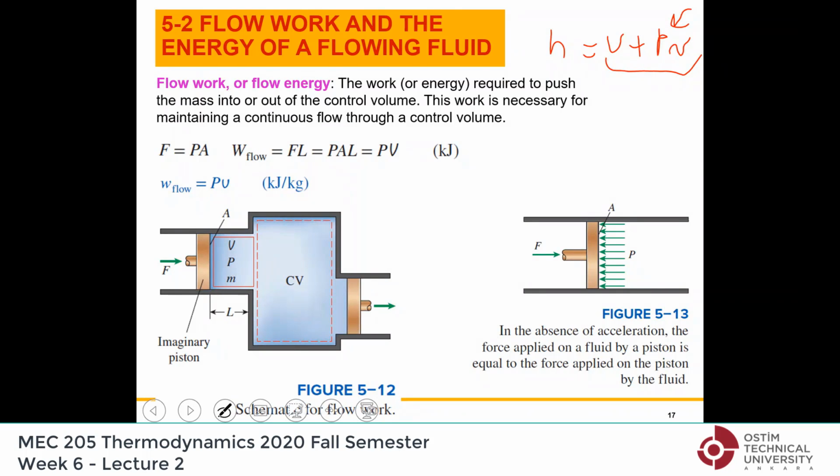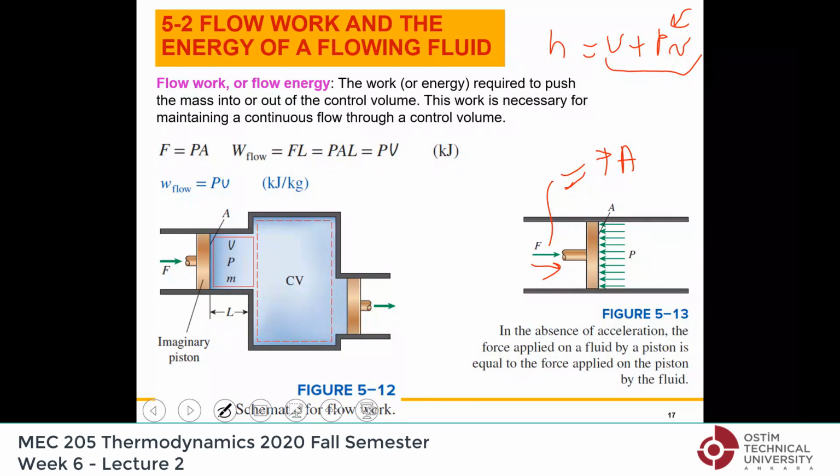Now, let's say you are pushing a fluid with a force F like this, and the pressure P is constant, and this area is constant, so the force is constant. What is this force in this case? Force is equal to the pressure times the area, right? If let's say it is moving at constant speed like this, then there is no acceleration, so the two will be equal to each other.